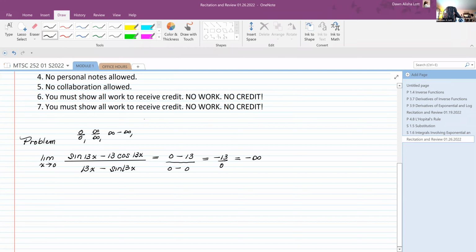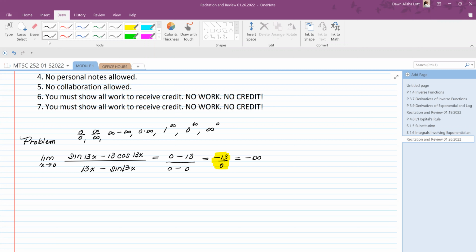and then 0 times infinity, and then 1 to the infinity, 0 to the 0, or infinity to the 0. So this doesn't fit right here. When you get to this stage, it doesn't fit in any of those rules. So I can't use L'Hopital's rule on that.